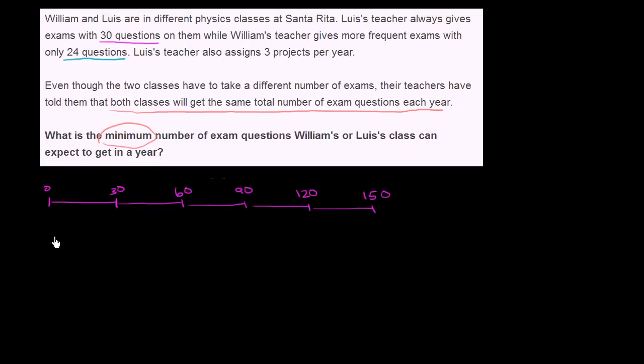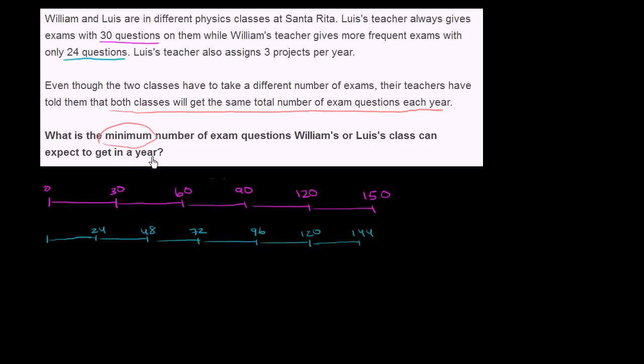Well, William's teacher, after the first test, they're going to get to 24 questions. Then they're going to get to 48 after the second test. Then 72 after the third test. I'm just taking multiples of 24. They're going to get to 96 after the fourth test. And after the fifth test, they're going to get to 120. And if there's a sixth test, then they would get to 144. And we could keep going on and on.